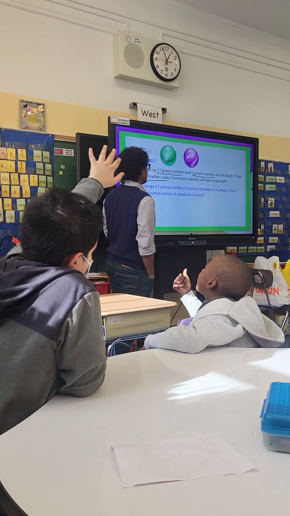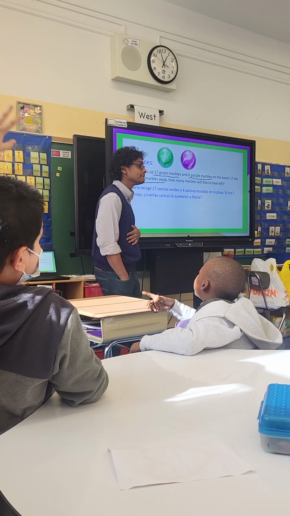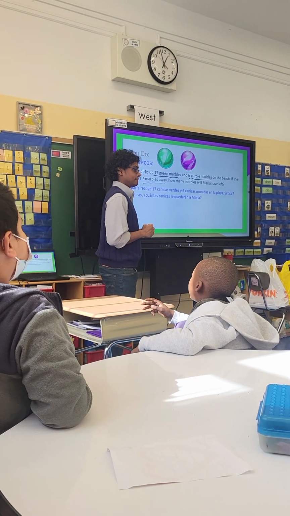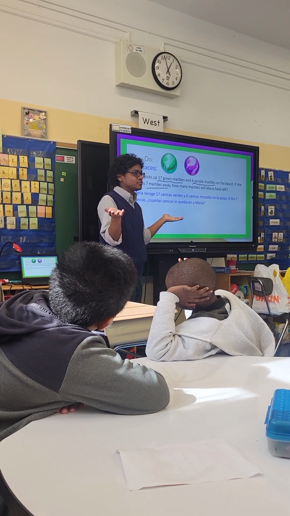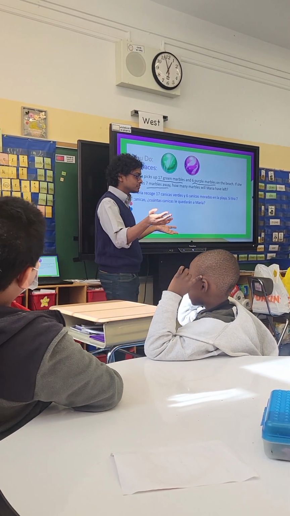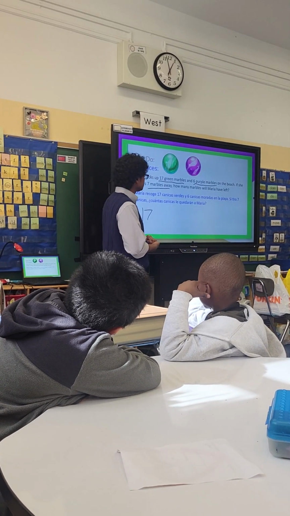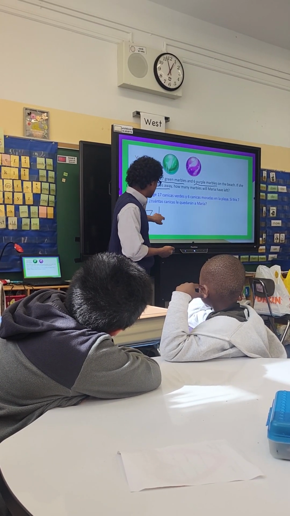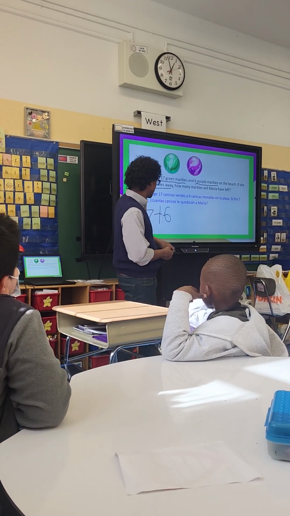Can someone tell me what we're going to do first? Nadia. We're going to add and subtract. But what are we adding and subtracting? How do I know? The numbers? What are the numbers? 17, okay, plus 6, okay, minus 7. Minus 7? Okay, let's do it a different way.